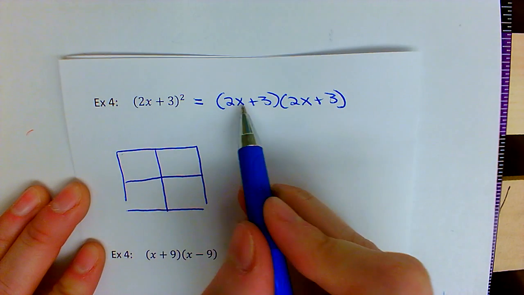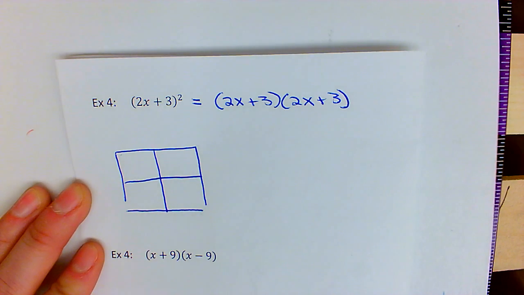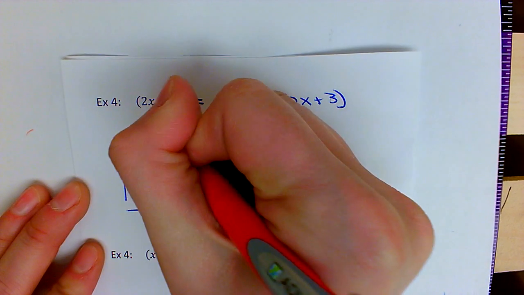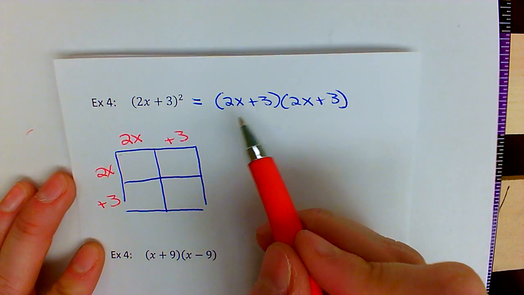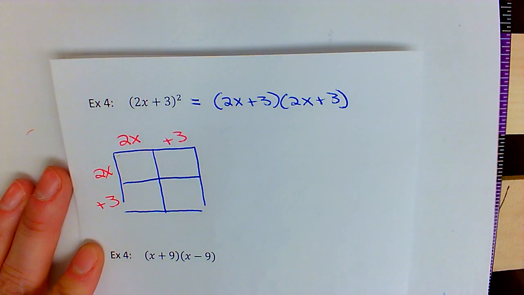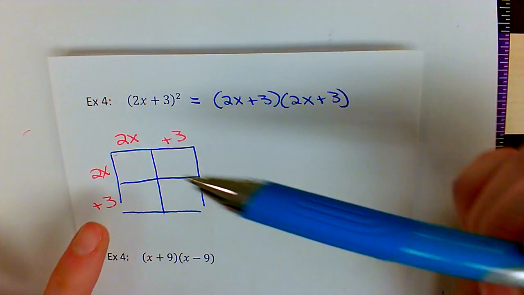So since I have 2 terms times 2 terms, I have a 2 by 2 box. And I'm just going to put these numbers on the side. I've got 2x plus 3 and 2x plus 3. Whenever they have a symbol in front of them, like a plus sign, keep that with the number that it was with. This just makes it a little bit easier for me to see what's actually being multiplied together.